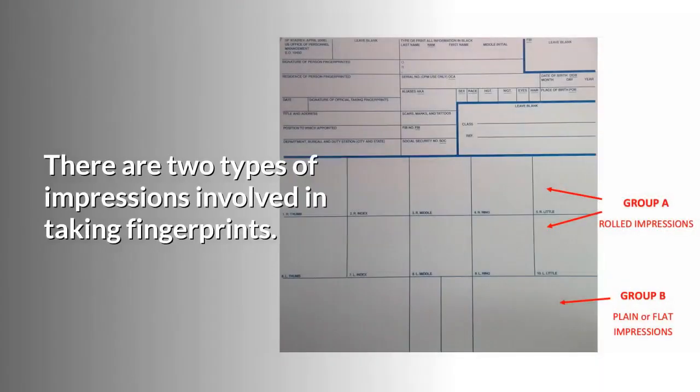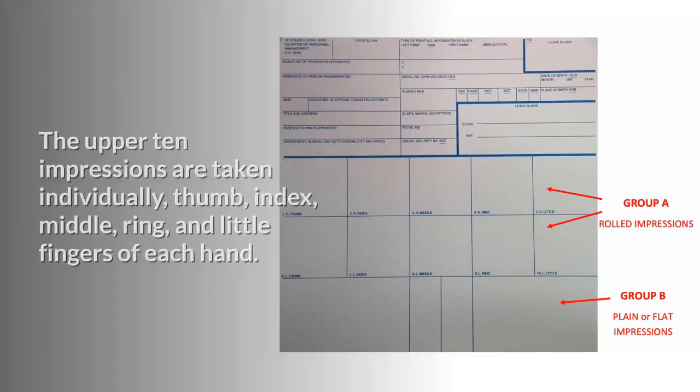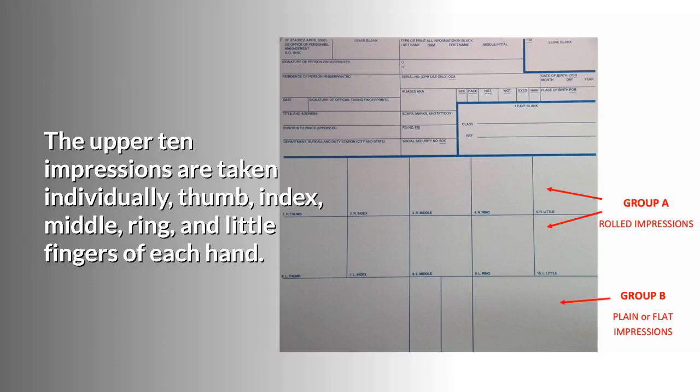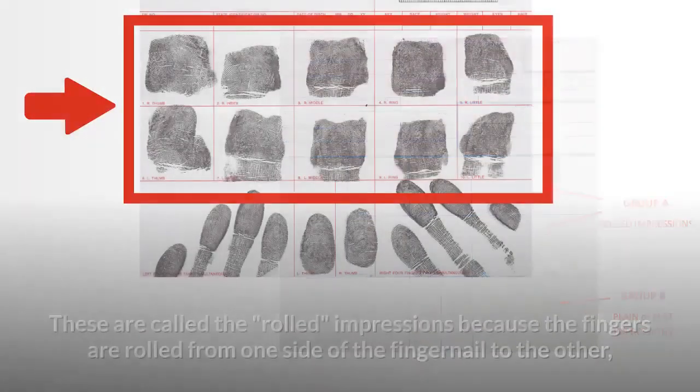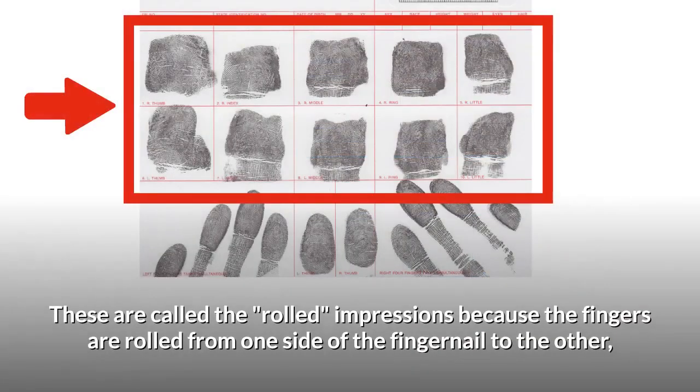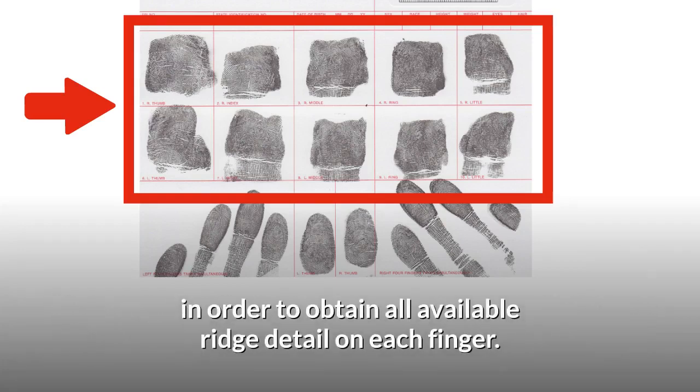Recording fingerprint impressions on a fingerprint card. There are two types of impressions involved in taking fingerprints. The upper 10 impressions are taken individually: thumb, index, middle, ring, and little fingers of each hand. These are called the rolled impressions because the fingers are rolled from one side of the fingernail to the other, in order to obtain all available ridge detail on each finger.